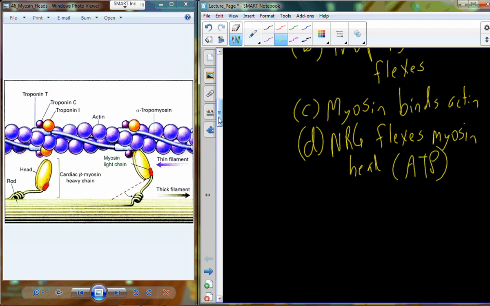And why are we going to use ATP? Because we use ATP for everything. That is our energy currency in the cell. That's how we pay for energy inside of the cell.